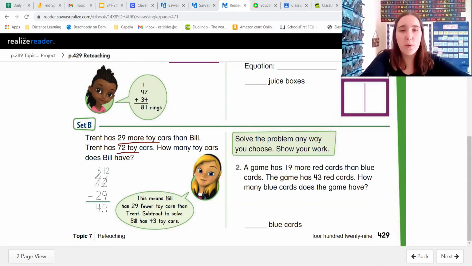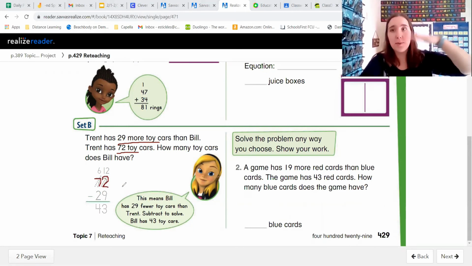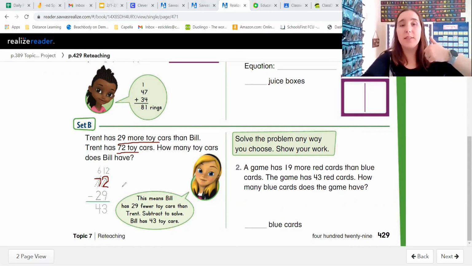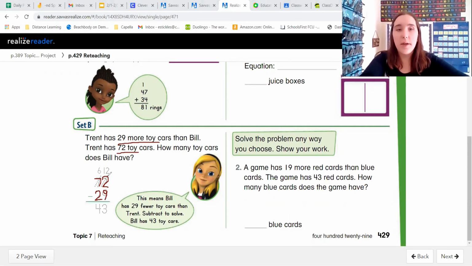We're going to take the number of toy cars that Trent has, which is 72, and we're going to subtract the difference between them, which is 29, because it says that Trent has 29 more cars than Bill. So we're going to do 72 minus 29. Okay. And you can see on here that they said we have to regroup, and I would agree, because we can't take 9 away from 2.